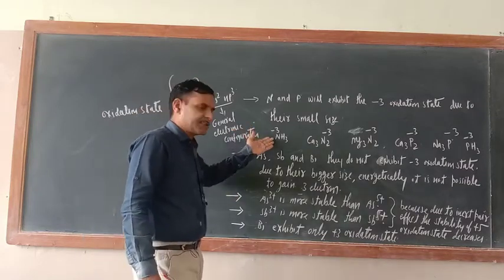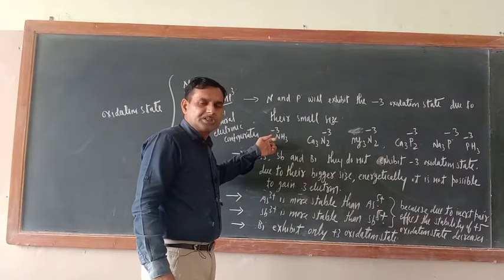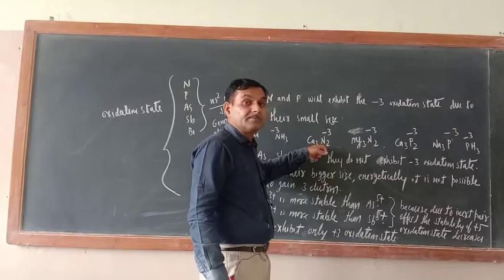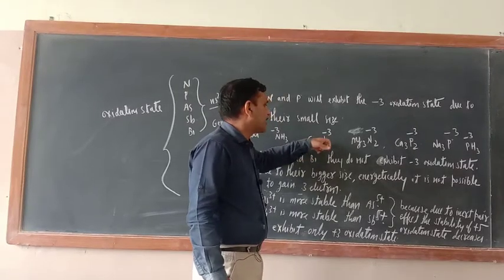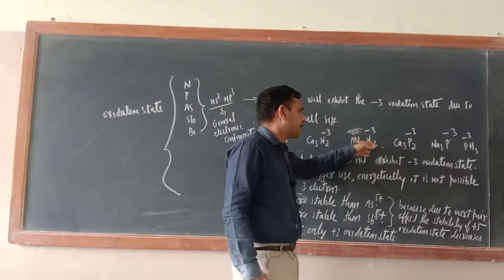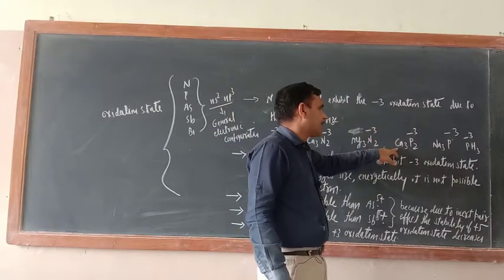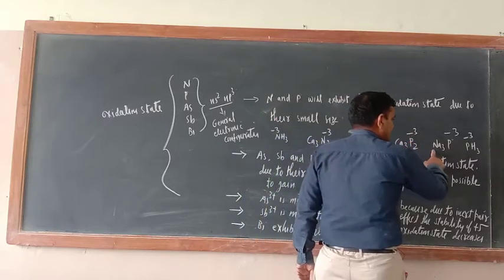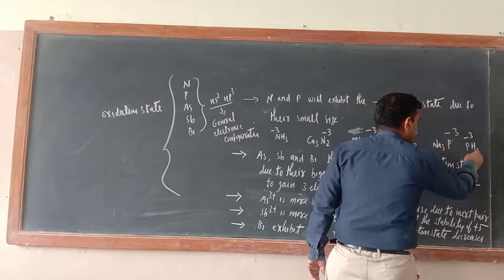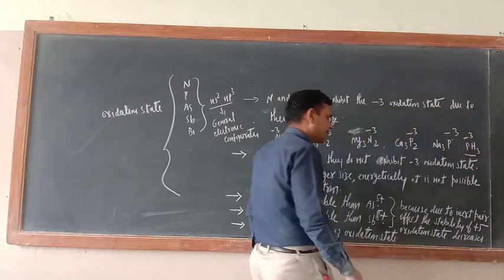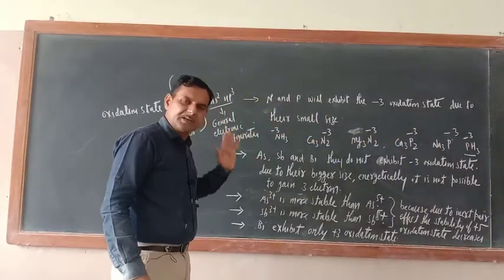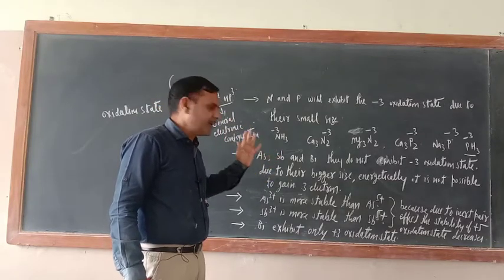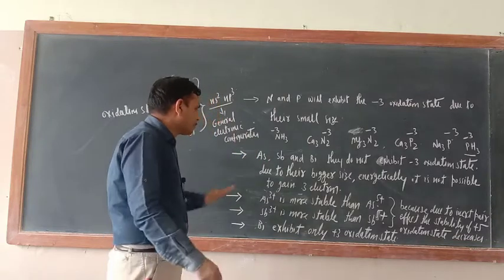Evidence is also there. Ammonia: what is the oxidation state of nitrogen? -3. Calcium nitride, what is the oxidation state of nitrogen? -3. Magnesium nitride, -3. Similarly, phosphorus: calcium phosphide, -3. Sodium phosphide, -3. Phosphine, -3 oxidation state. So this is the evidence in favor of the -3 oxidation state exhibited by nitrogen and phosphorus. Let us move to another point.